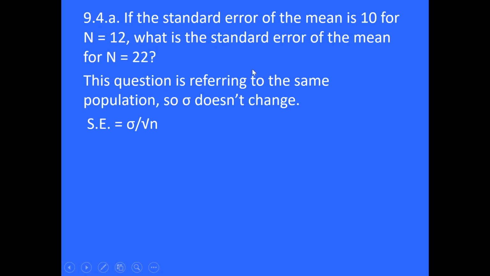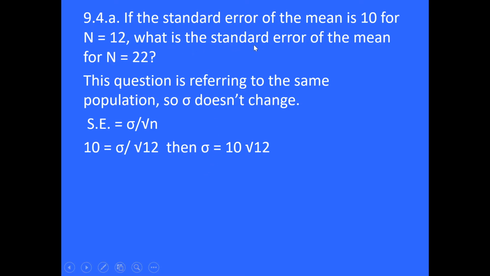All right, so let's plug in the information we have at the beginning of this question. What this is saying is if the standard error of the mean is 10 for n equals 12, so notice I've substituted 12 for n here and 10 for standard error, then we can solve for the standard deviation. So just cross multiplying, that would be 10 times the square root of 12 is the standard deviation.